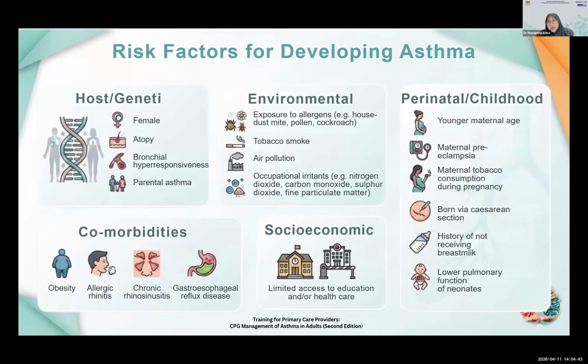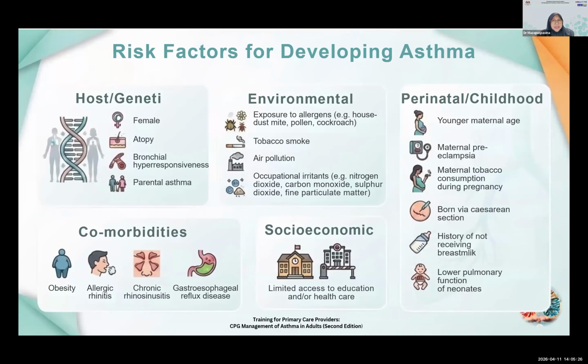Next is the perinatal or childhood period. A younger maternal age has a higher risk of developing asthma. Mothers with preeclampsia also have a higher risk of their child developing asthma later. Also mothers who smoke, especially during pregnancy. And those born via Caesarean, because with a normal delivery, with the lung expansion, you have a better APGAR score. Also a history of not receiving breast milk, and then lower pulmonary function of neonates.